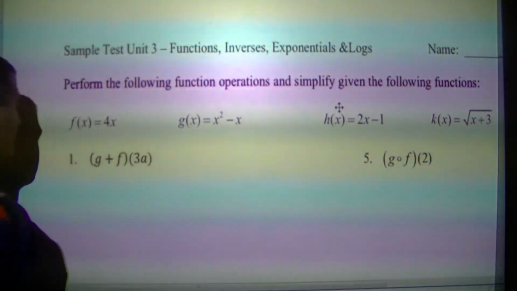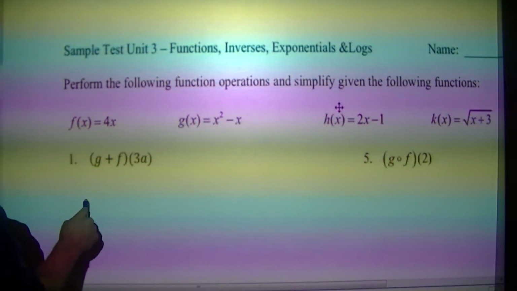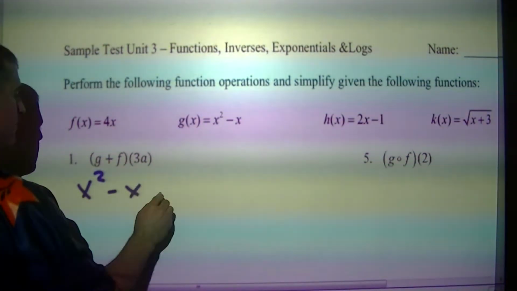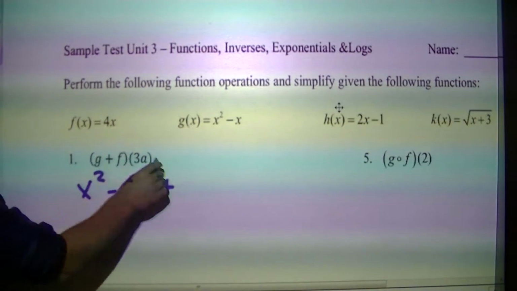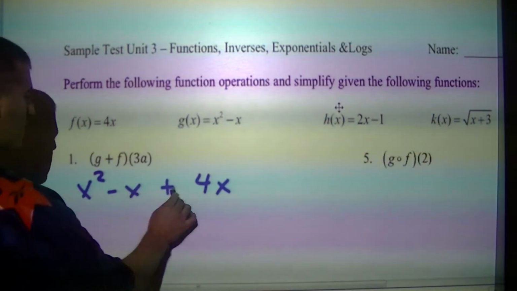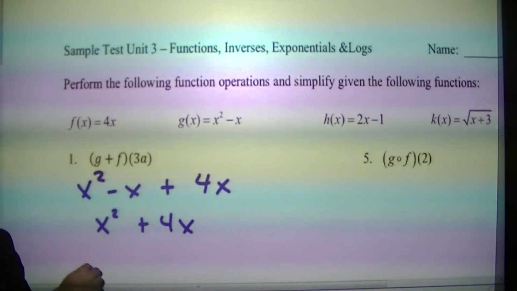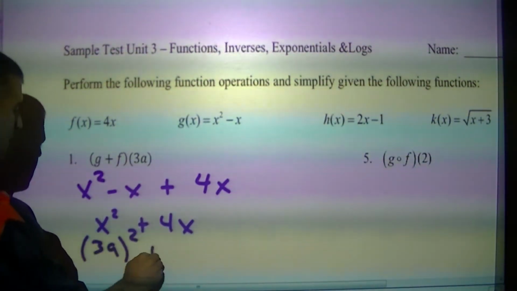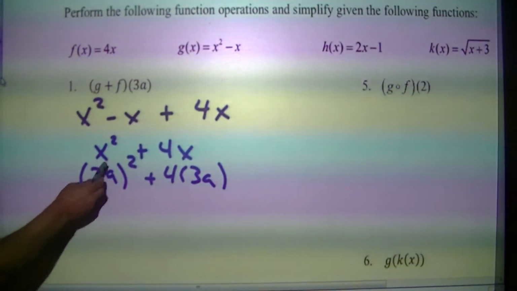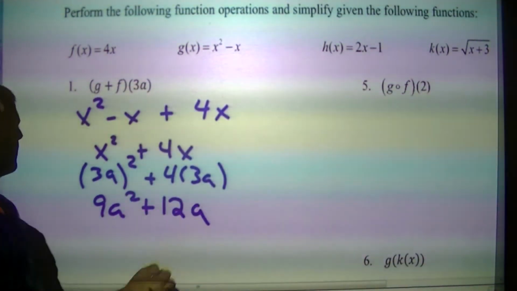Okay, first problem here is g plus f of 3a. So what I'm going to do is x squared minus x plus f, which is 4x. Now, you can do a number of different things. What I would do here is combine my like terms, so I'd have x squared plus 4x. Since it says 3a, we want to put 3a in every spot where we see x. So 3a squared would be 9a squared plus 12a.